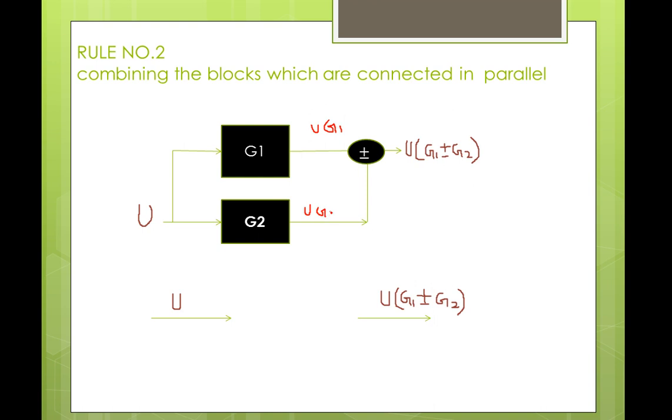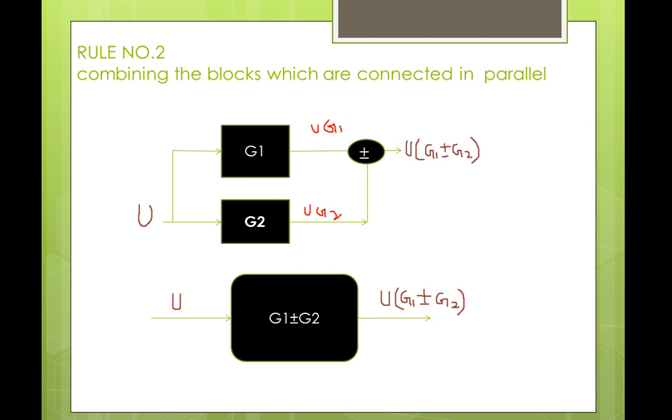Here you have a summing point, so UG1 plus or minus UG2, which is written as U into G1 plus or minus G2. You have to represent these two blocks in a simple form. In order to do that, you just add or subtract these two blocks.